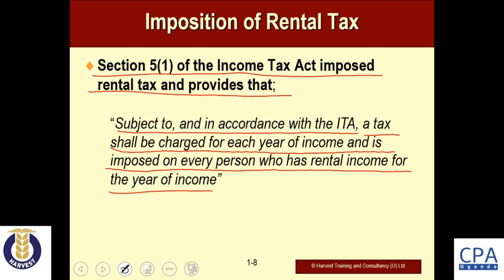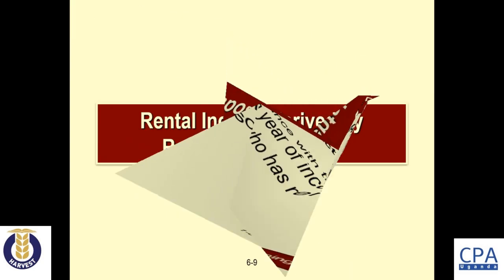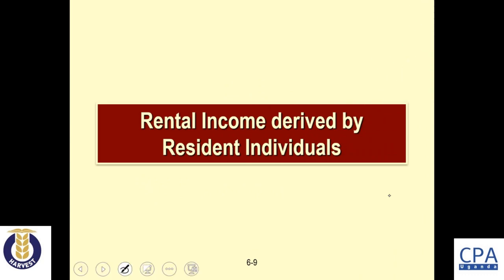So as you have seen here, this is the sovereignty of the government, and the government is informing us that if you have any rental income for the particular year of income, then you are supposed to pay a tax, and this is our rental income tax. So it means that this is legitimate and therefore should be paid willingly by all those individuals indicated here.